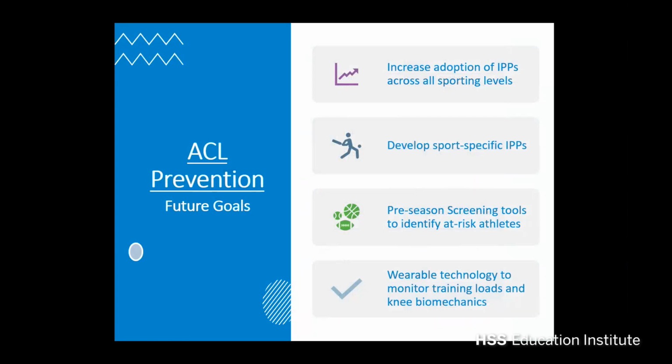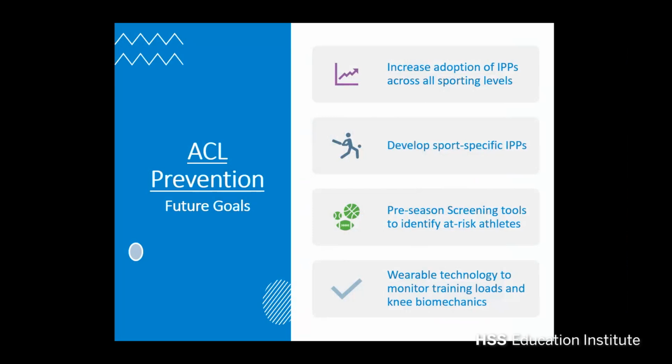What can we do in the sports medicine community to increase these aims? Well, number one is we can increase the adoption of these IPPs across all sporting levels. While they have been adopted, there are still many programs, many leagues that don't have great IPP implementation yet. So working to improve that is an important goal. And along those lines, developing sport-specific IPPs. We want to have not necessarily an IPP that was developed for soccer, but develop those exercises that will help the lacrosse athlete before their games.